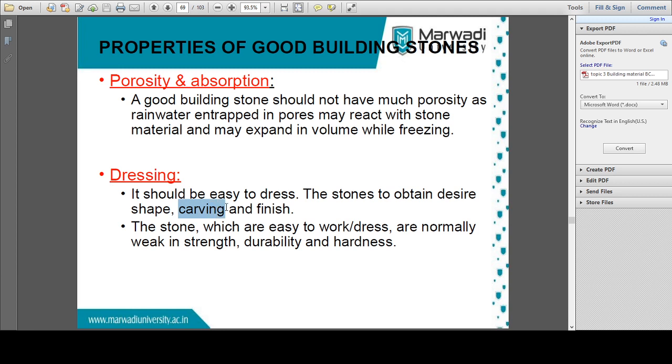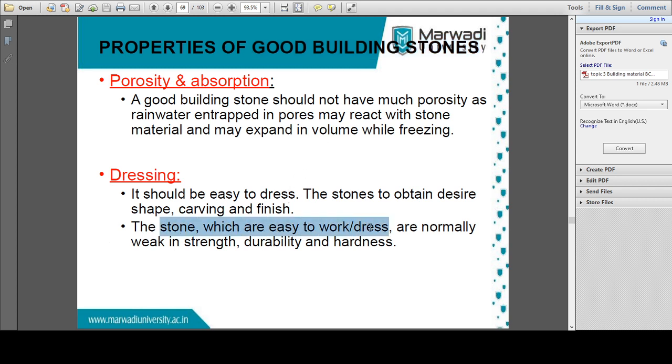So for idols of gods and goddesses, we go for the carving process, and ultimately for smoothing, it is known as the finishing process. So each and every one of these things should be done easily, and it is an ideal property of a good stone, right? So you have to always focus on the words good stone or the ideal properties of good building stones, right?